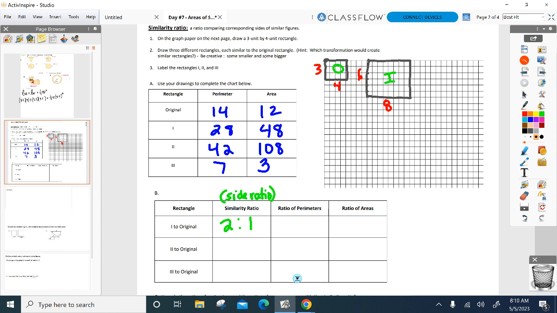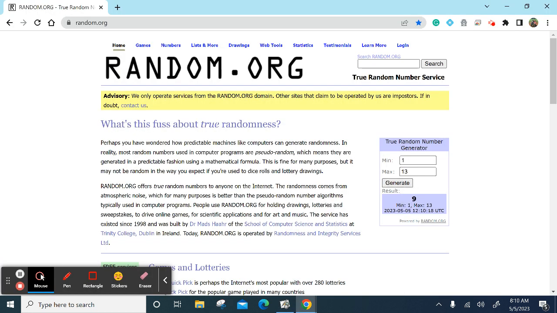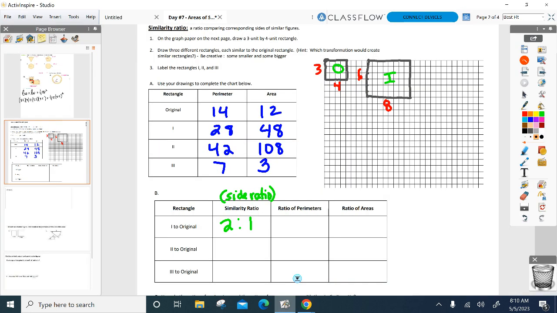All right, now look at their perimeters. 1 to the original. 28 to 14. Anybody want to reduce that for me? 28 to 14. What's that reduced down to? 2 to 1. Oh, wait a second. We might have something here.